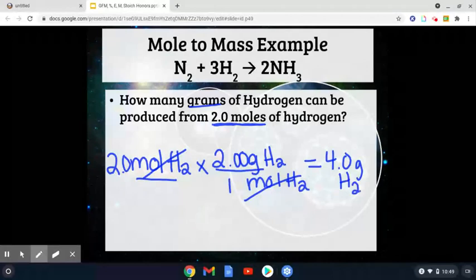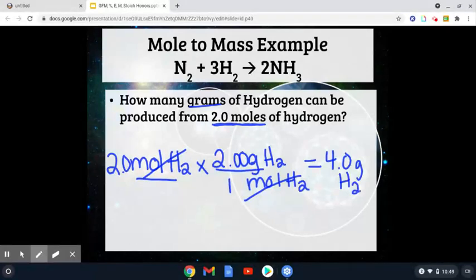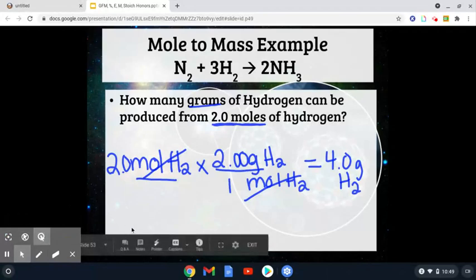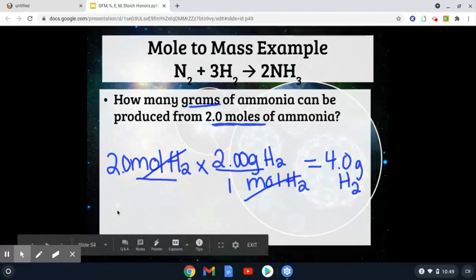Okay? So again, just to recap, if I have 1 mole of hydrogen, that means I have 2 grams of it. So now if I have 2 moles of hydrogen, I have 4 grams of it. This is a very straightforward example. These tend to become a little bit more intricate. That's why we do the math and show the work.